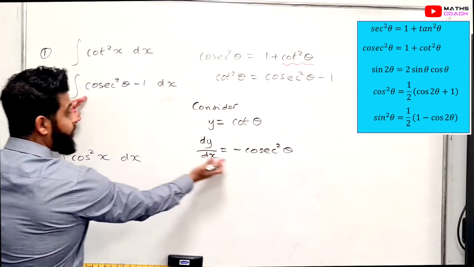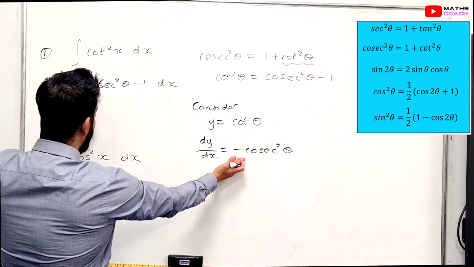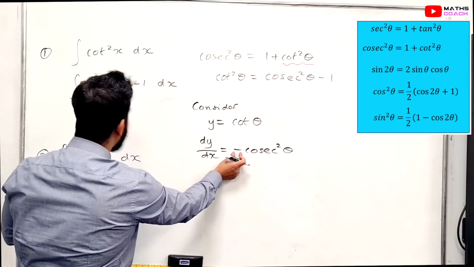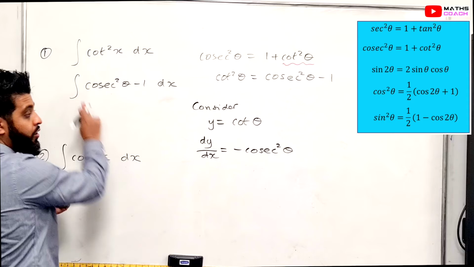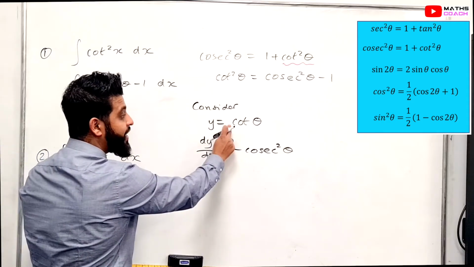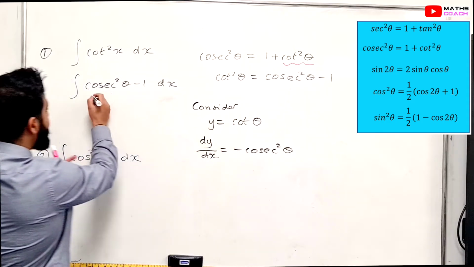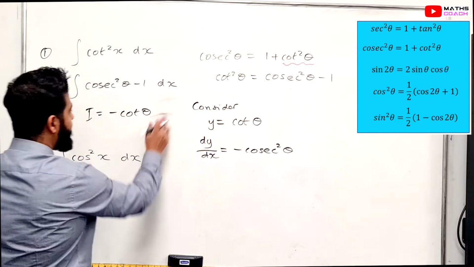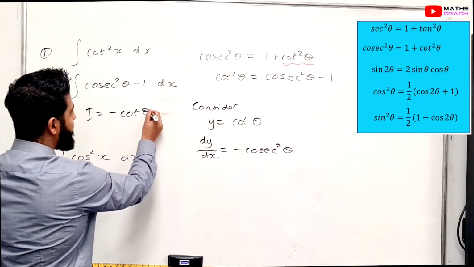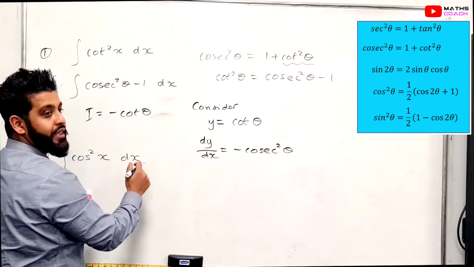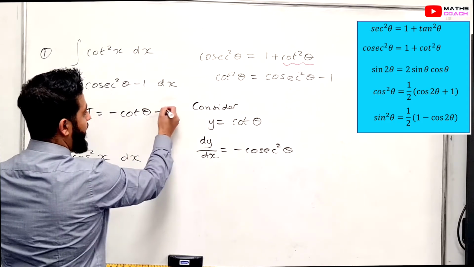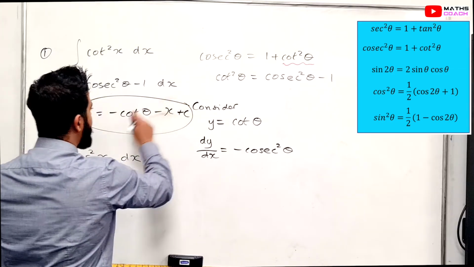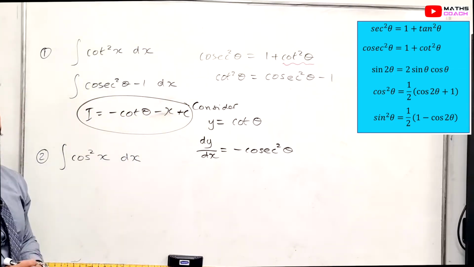And then we just have to compare what we have and what it differentiates to. So we have this negative here that we don't want, so we have to divide by a negative. Therefore, the integration of this would be minus cot theta. And then we have to integrate the minus 1, which is going to be minus x, and then we have the plus c. So this is this one's integration.